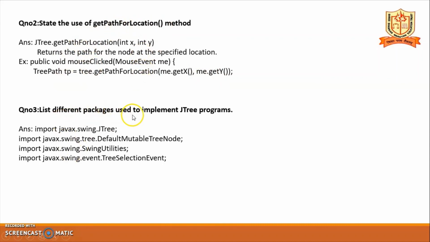And list the different packages used to implement JTree programs. For JTree programs: javax.swing, and import javax.swing.tree.DefaultMutableTreeNode, swing utility and event. So these are the packages you are supposed to import for JTree programs. That will complete this practical number 7.